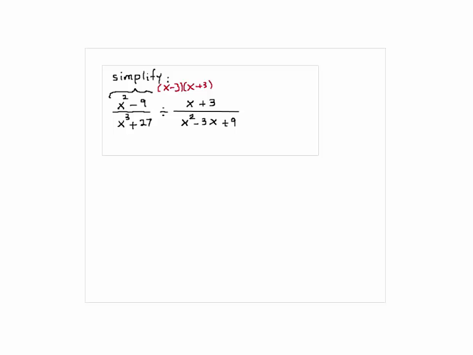All right, let's see. How do we factor this? Samantha, you want to try this one? How do you factor this? Is this factorable?